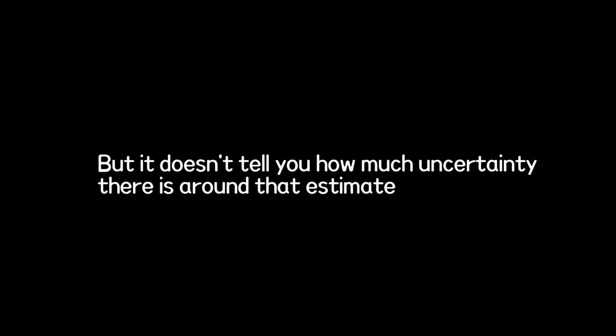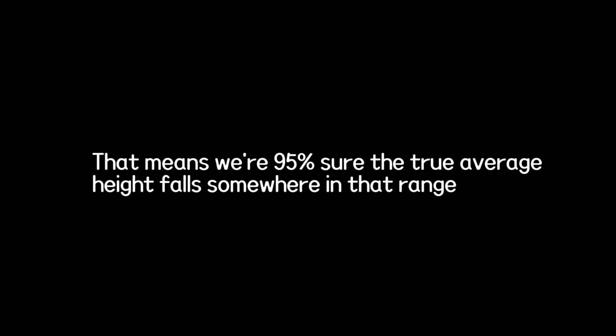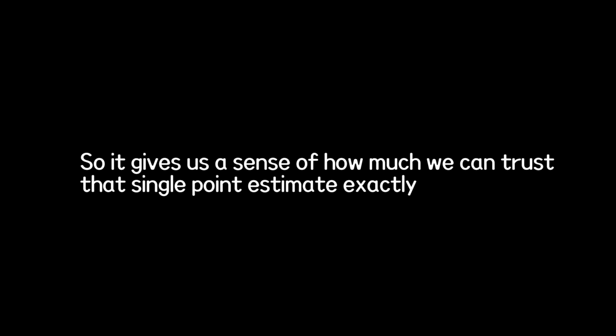Right. But it doesn't tell you how much uncertainty there is around that estimate. A confidence interval gives you a range of values that you're reasonably confident contains the true population value. So a 95% confidence interval for average height might be 5'8" to 5'10". That means we're 95% sure the true average height falls somewhere in that range. So it gives us a sense of how much we can trust that single point estimate. Exactly. It acknowledges the uncertainty inherent in using a sample to represent a whole population.